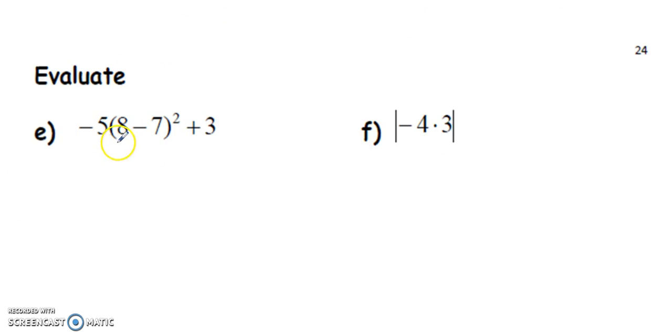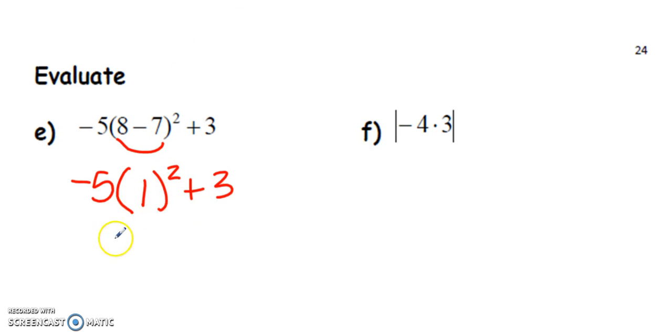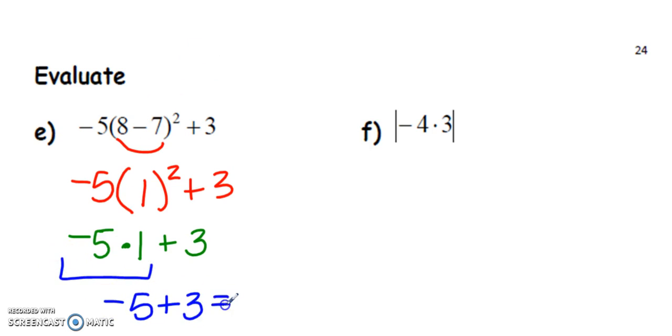Letter E, we're going to simplify inside the parentheses. So we have -5 times 1 squared plus 3. We will do the squaring next. 1 squared is still 1. We're still multiplying by -5, and we're still adding 3. PEMDAS order, multiply comes next. So this is -5 plus 3, which is an answer of -2.